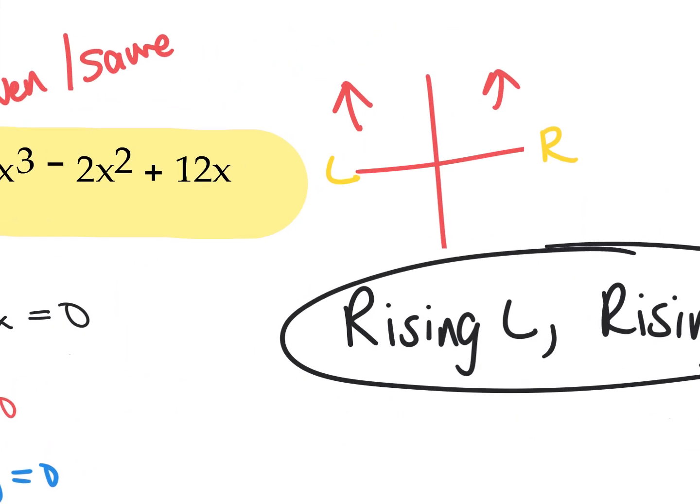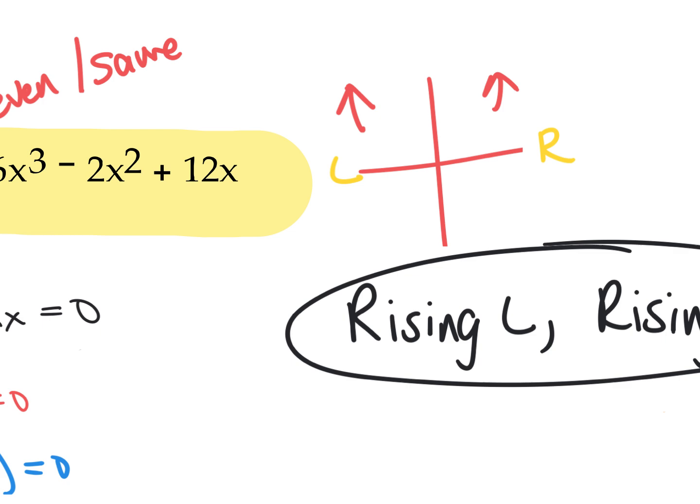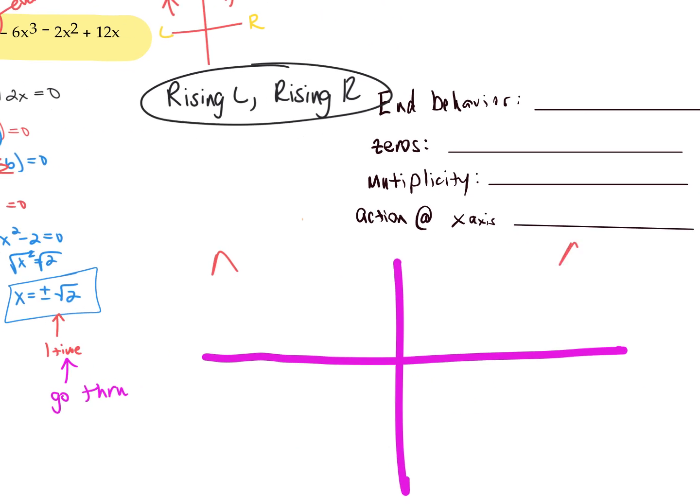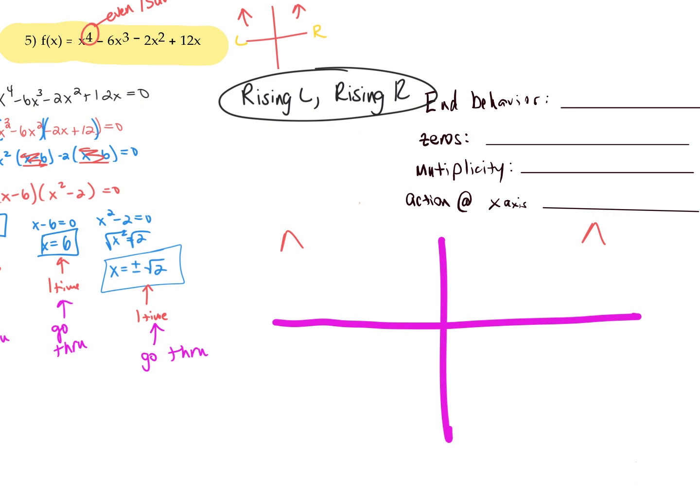What did you give yourself as a picture at the beginning? What are the end behaviors? They're both going up. So just draw two little up arrows over here. What's the next thing you have to put on your graph? The x-intercepts. Where does this thing cross the x-axis?